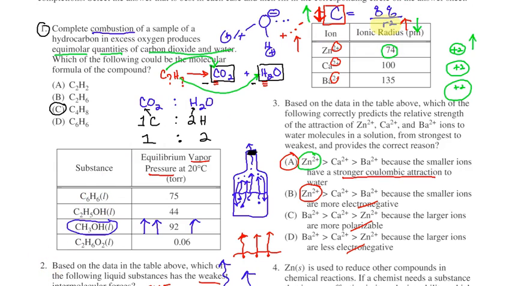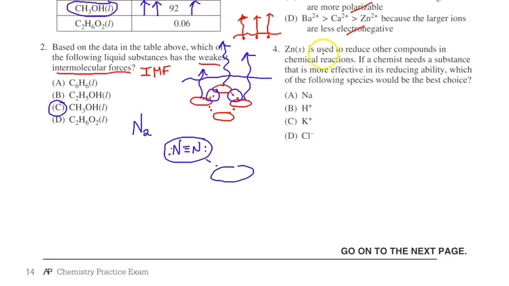So number 4. Number 4, zinc is used to reduce other compounds. What does that mean? Well, we know zinc, like a lot of metals, is 0. It's a solid, and it can't reduce. It can only lose electrons. Leo the lion says GER, so losing electrons is oxidation.